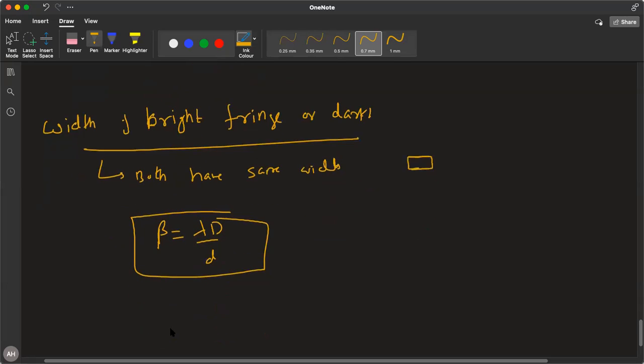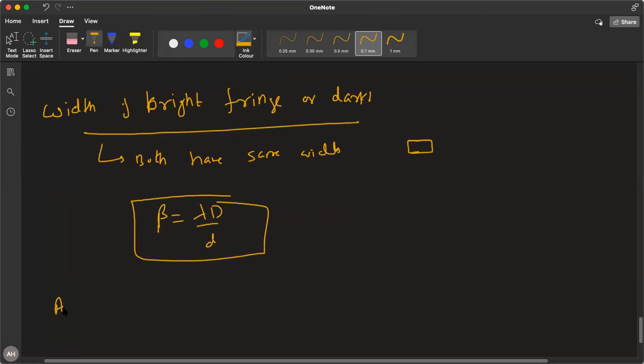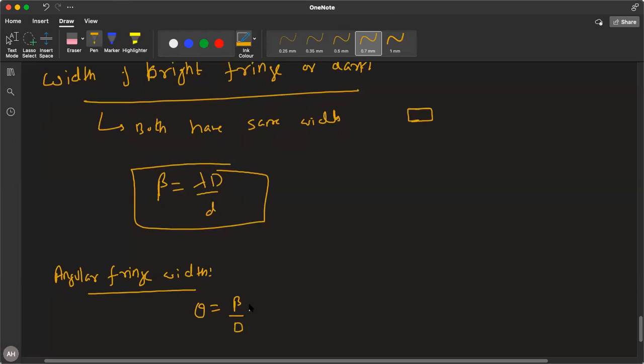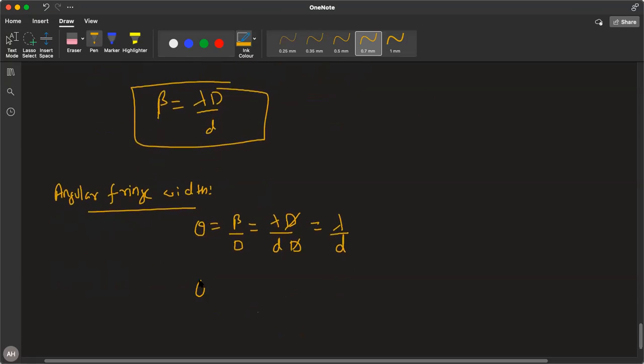There are just two more relations. One is angular fringe width. Angular fringe width is when you are expressing fringe width in terms of some angle, theta. It's just fringe width divided by the capital D term. So it's lambda capital D by small d into capital D. It gets cancelled out. It's lambda by d. So this is the angular fringe width, which is lambda by d.